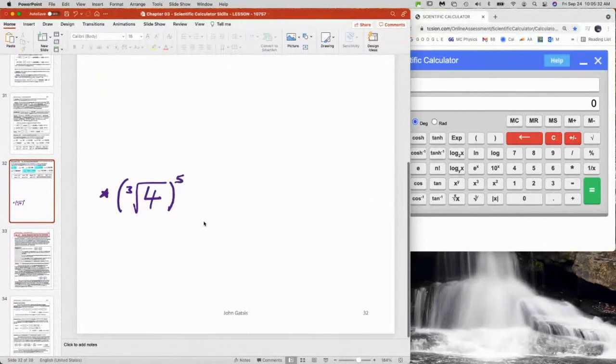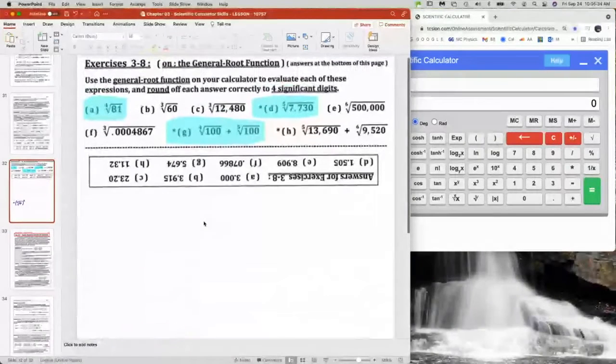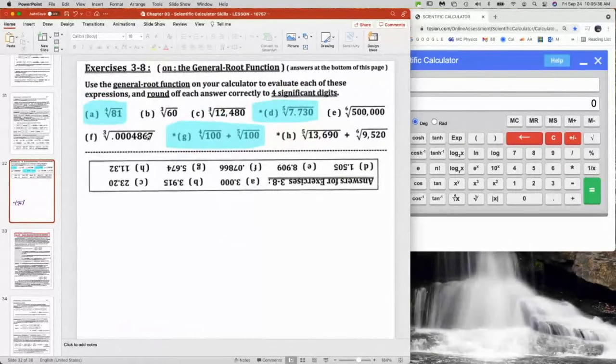So let's go back here. And here's some questions in blue. We're going to just try these ones here. We have A, D, and G. So we're going to do the fourth root of 81, and we want 4 significant digits on your answer. So the answers are below. I'm just going to type the answers in case you don't feel like reading it upside down. So for A, it should be 3.